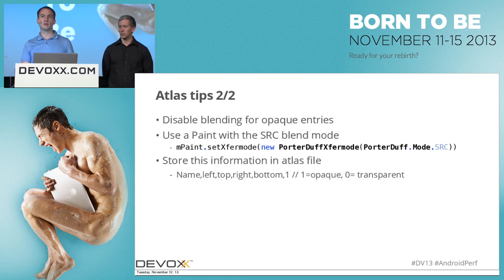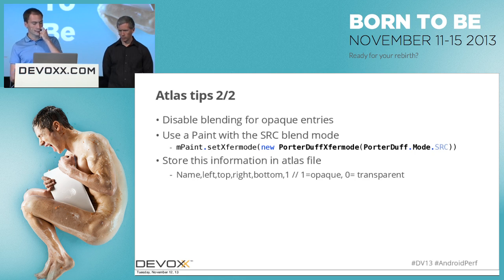The problem with the atlas is that most of the time you want to have that transparent border, so as far as the framework is concerned, the atlas is not opaque, it's a transparent image. So if you know that your entries are opaque, you should tell us that they are. The best way to do that is when you draw the bitmap on screen, you can use a paint and a special blend mode called source, SRC. The source mode basically means that you don't want blending.